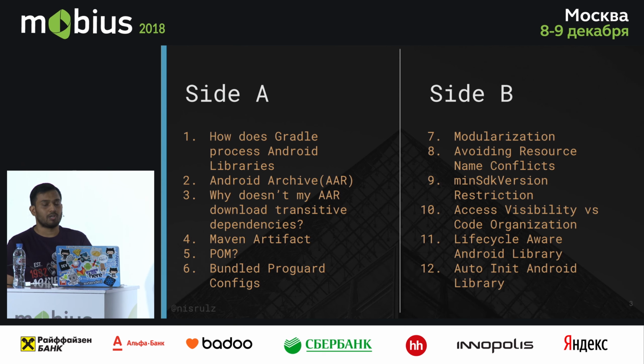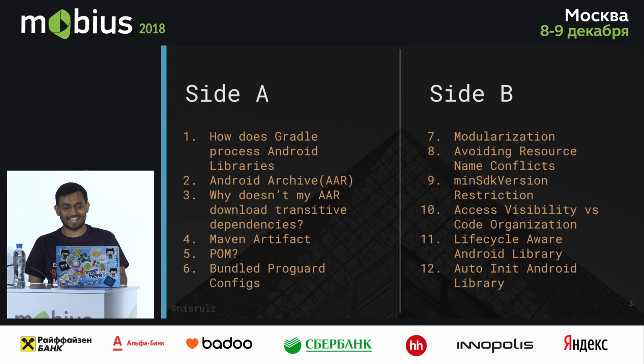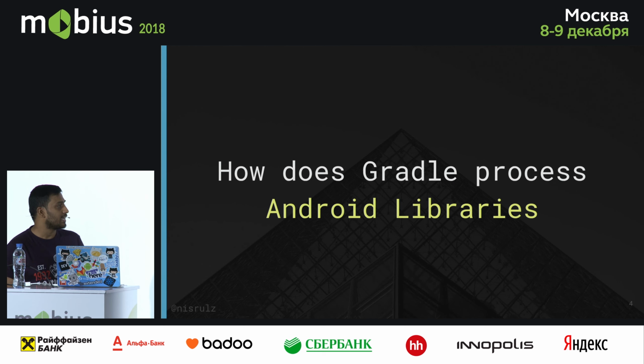So there's 12 points. We'll just breeze through them. They're super easy, don't worry. I'll make sure they are super easy. So let's start with the basic question here. That is, how does Gradle process the Android libraries?